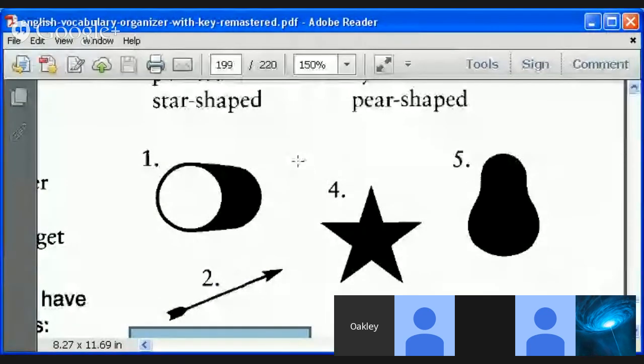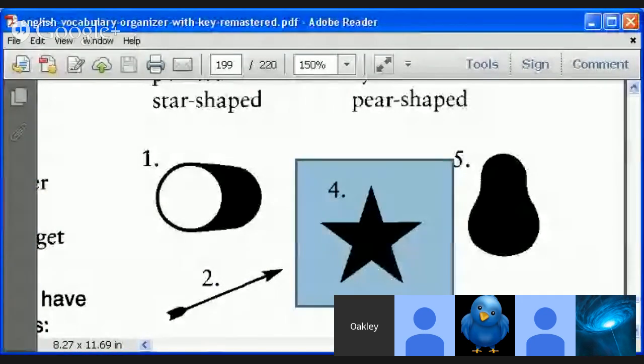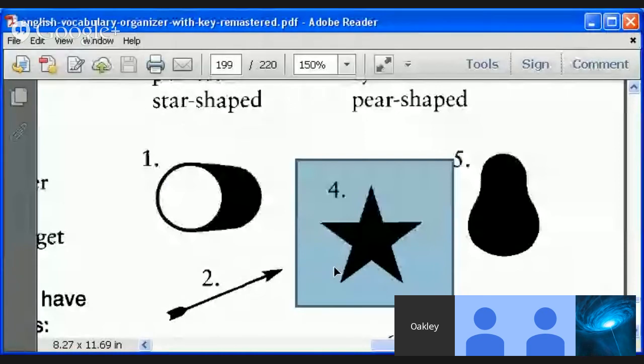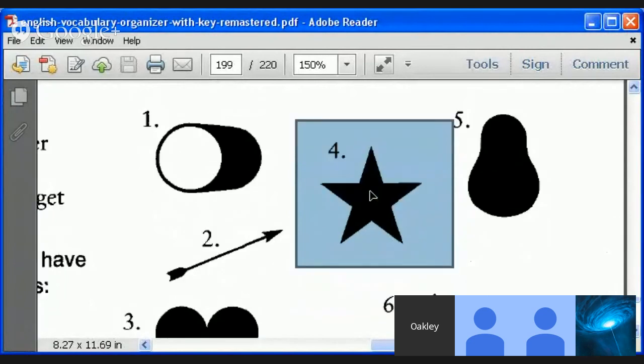Claudio. Hello? Hi. What's number 4 here? Star-shaped. Star-shaped, okay. Do children in Brazil get gold stars or silver stars if they do something very good in school? Do you get a star? Yes, very common here.